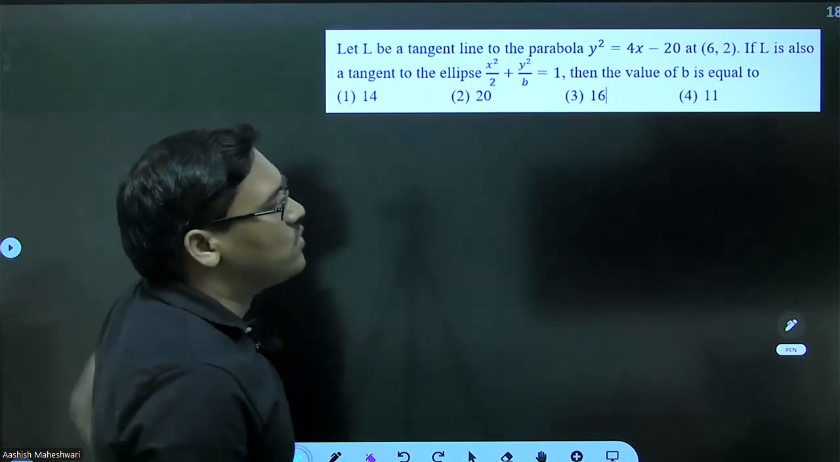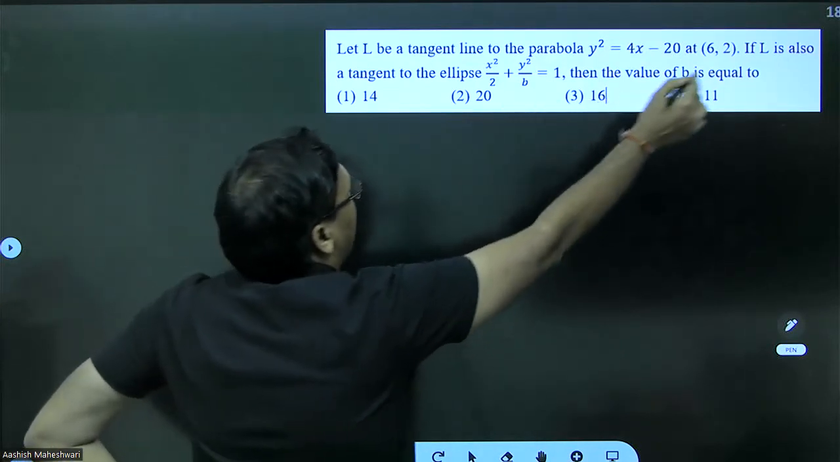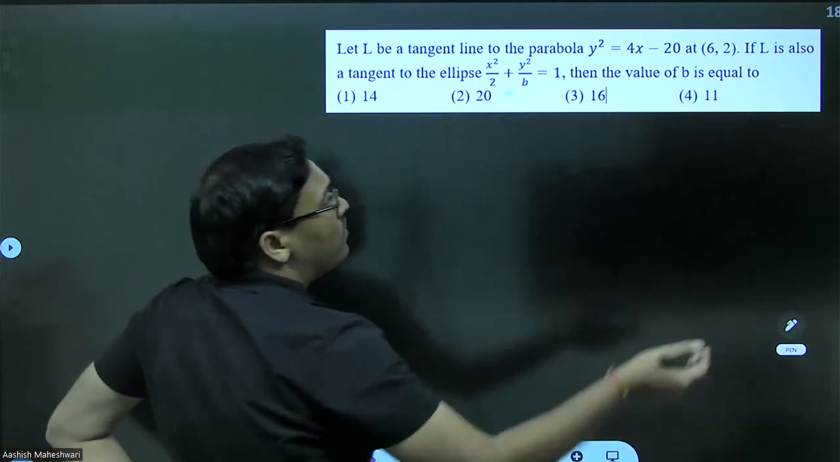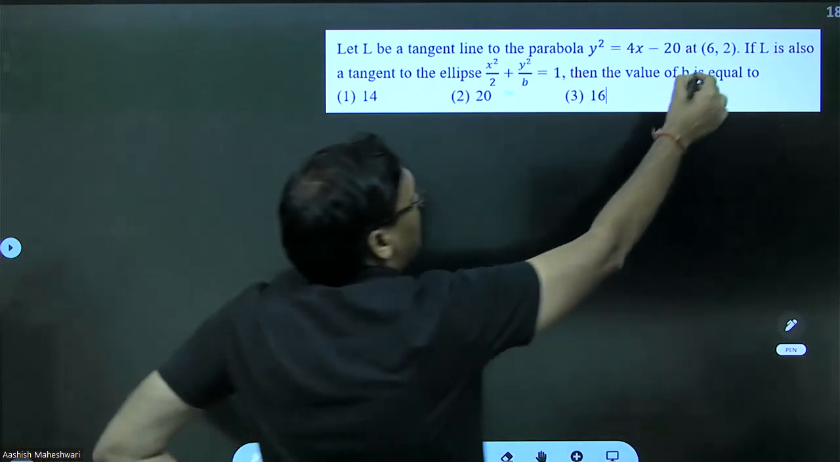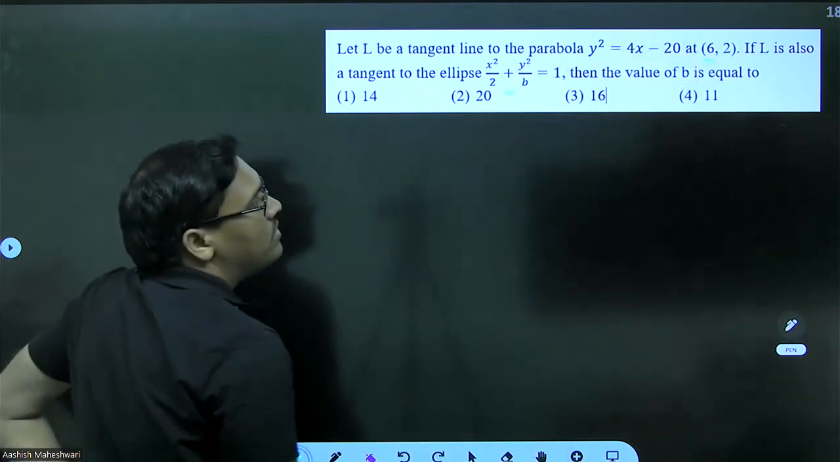Now again, this is very easy question. Even you don't have to draw the diagram. You can see L जो line है that is tangent to this ellipse. So first, what is the equation of L? You can easily find because L is the tangent to this parabola at 6,2.